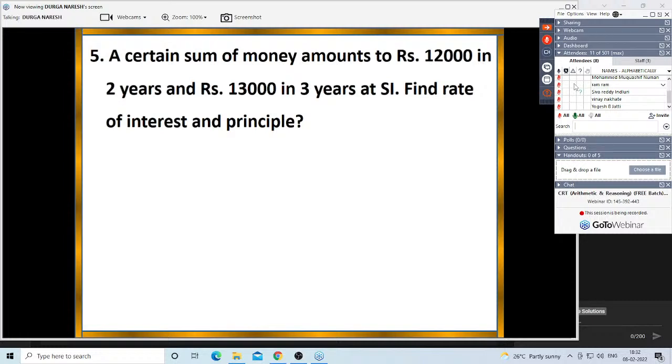A certain sum of money amounts to 12,000 in 2 years and 13,000 in 3 years at SI, simple interest. Find the rate of interest and principal.